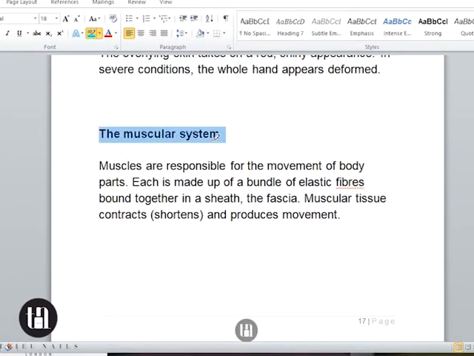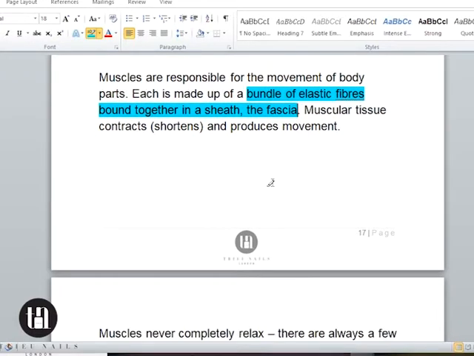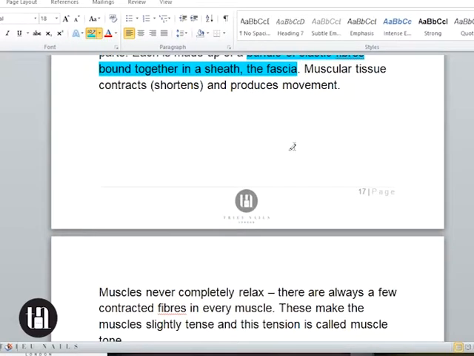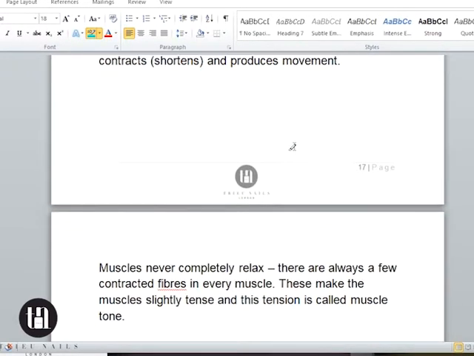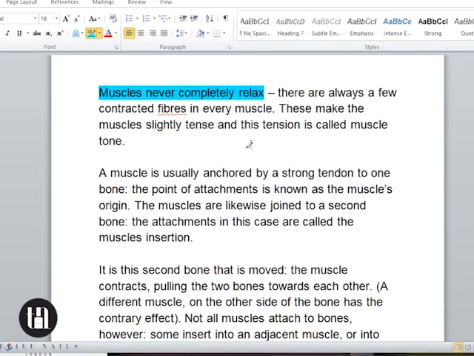Now we go into the muscular system. So muscles are responsible for movement in the body. They're made up of a bundle of fibers bound together in a sheath, the fascia. Muscle tissue contracts and produces movement. So when your muscles produce movement, they shorten and contract, and your muscles actually never completely relax.